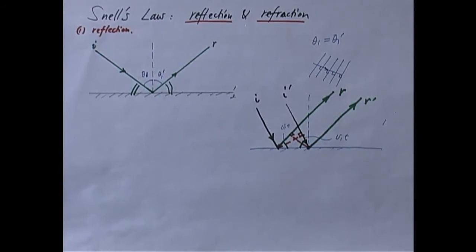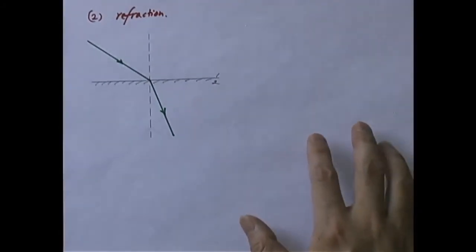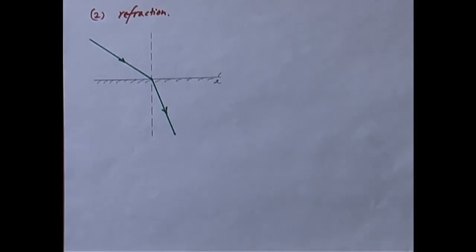Okay, now the second part of Snell's law is the Snell's law of refraction. Refraction is what happens when light enters the second medium upon hitting the surface, the border between the two. Here is the Snell's law of refraction.